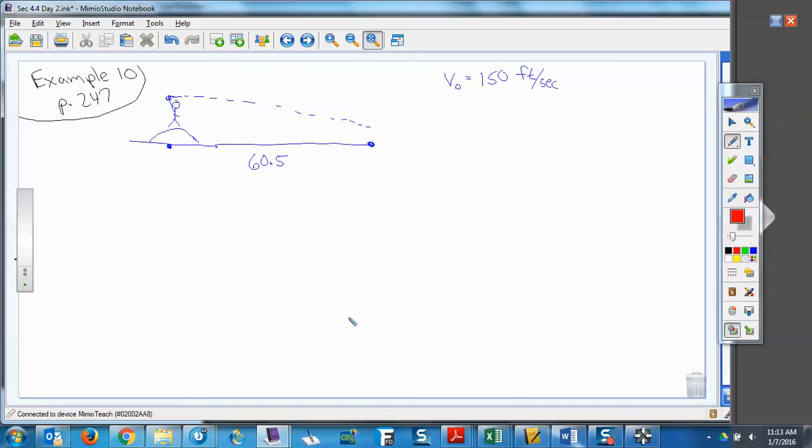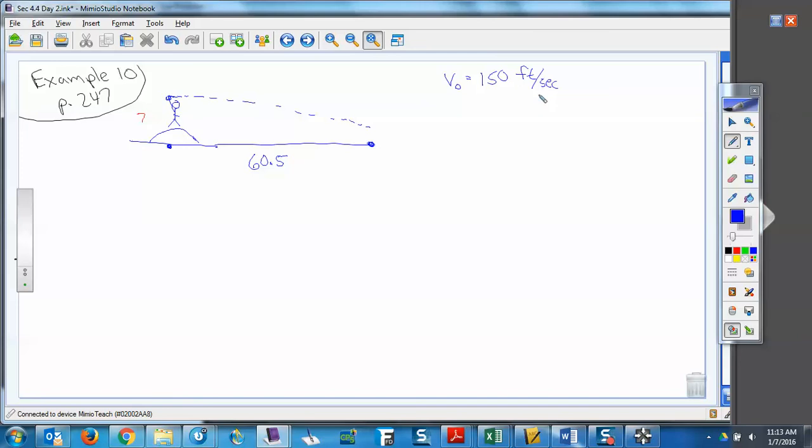And what we know is this is 7 right here. And we know that he's going to release it with an initial horizontal velocity of 150 feet per second. So when it leaves his hand, it's going perfectly horizontal at 150 feet per second. Now, after it leaves his hand, what's the only thing acting on it?